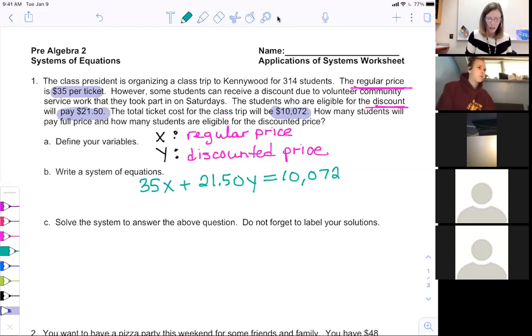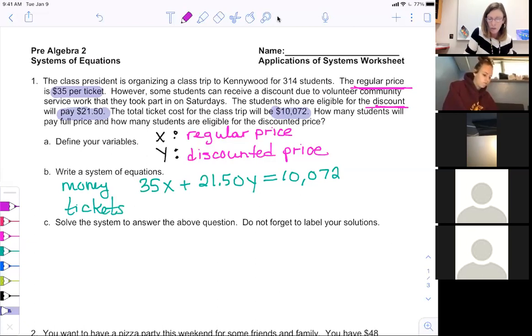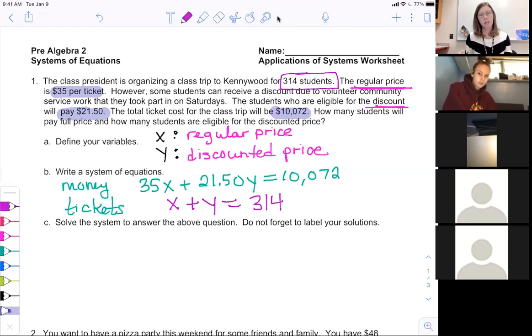The second set of information, so that's our money, would be the number of people that went or the number of tickets that we have. And that is 314. So my regular price tickets plus my discounted tickets equal 314 students.